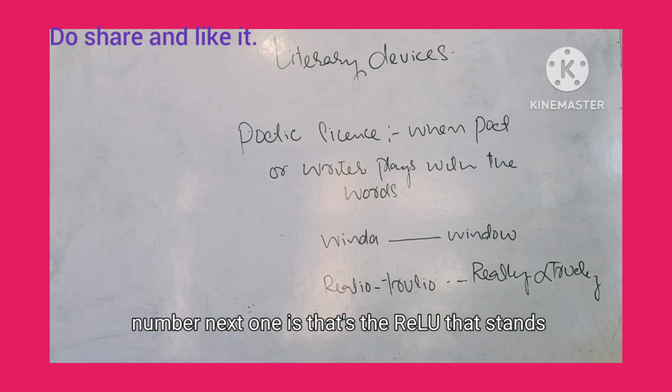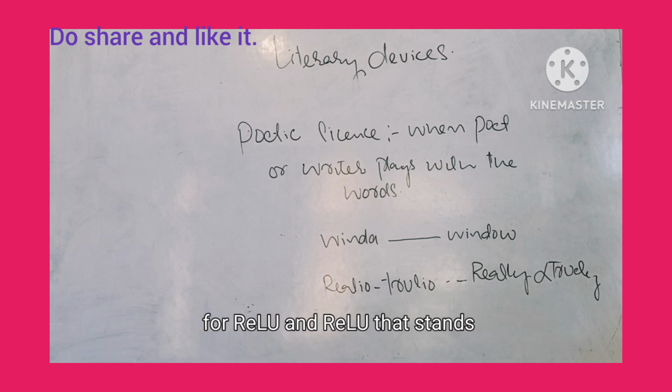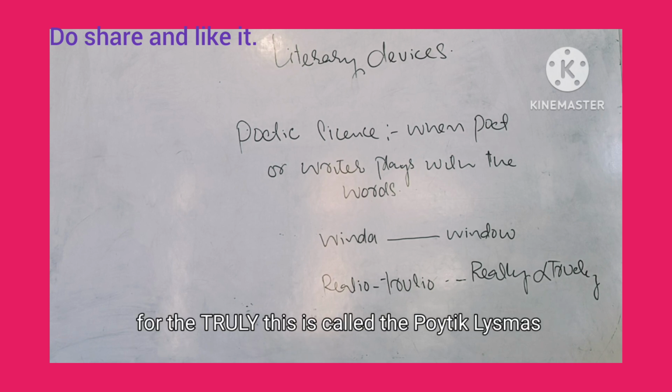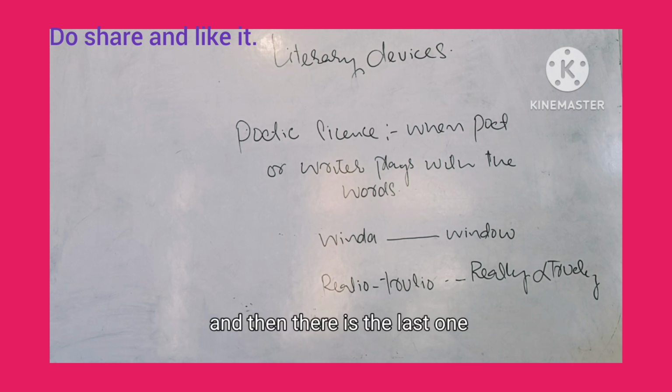Next one is "rallo". Rallo stands for really, and trallo stands for truly. This is called poetic license. And then there is the next poetic device.